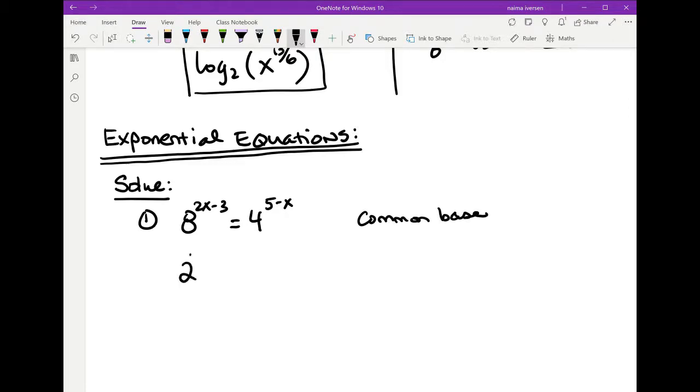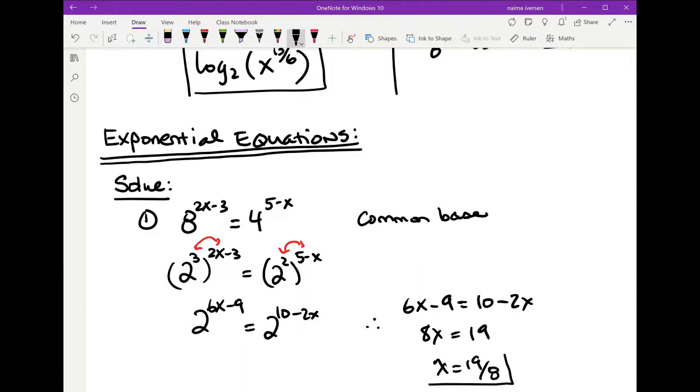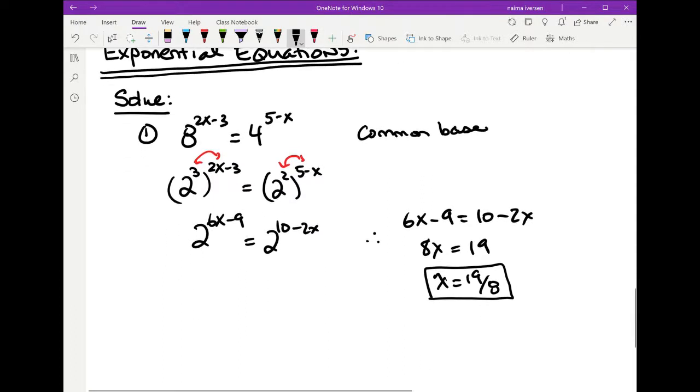The common base was 2, so I'd write this as 2 cubed to the power of 2x minus 3. 4 is 2 squared to the power of 5 minus x. I've got an inside and an outside exponent that looks like this. And so we get 2 to the power of 6x minus 9 and 2 to the power of 10 minus 2x. So 6x minus 9 is equal to 10 minus 2x. Bring all my x's together, bring the 9 across, we're going to get 19, and x is equal to 19 over 8. Which seems okay. I mean, it's a nice enough number or whatever.